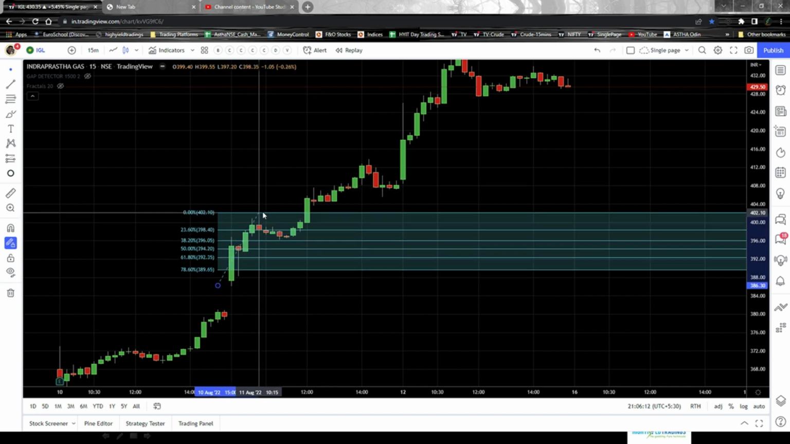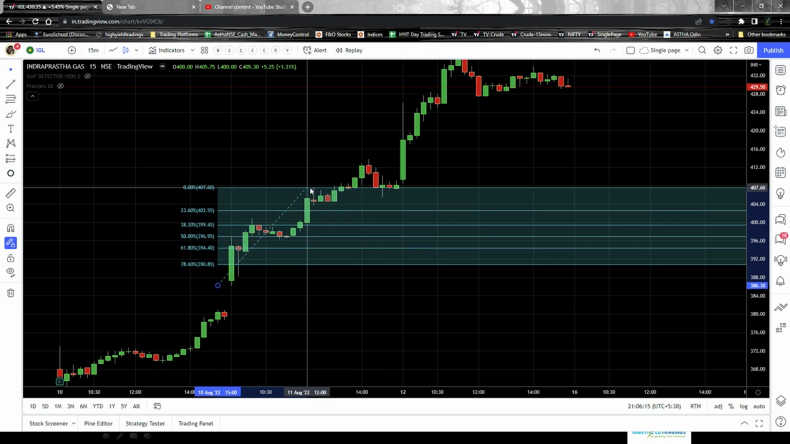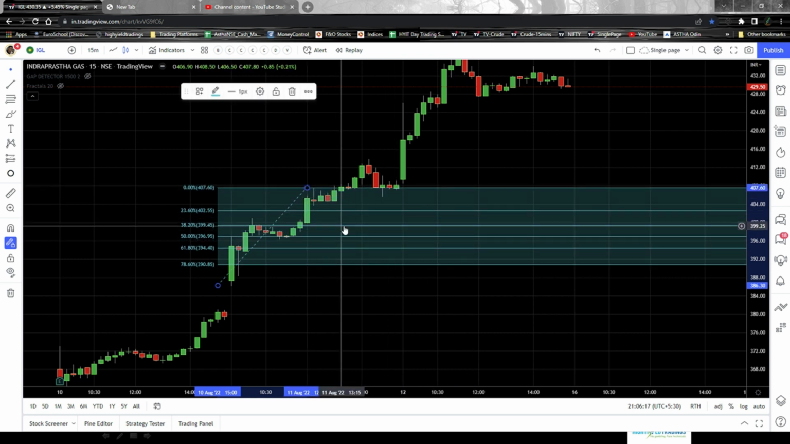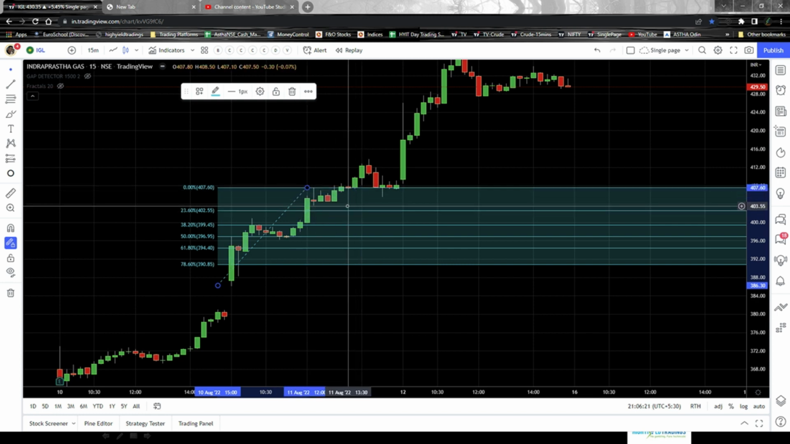So move your Fibonacci retracement till here. And what do you see here? Nothing actually happens because the script actually went sideways here, right? It did not come down. It actually went sideways. If you can see here, this is a sideways thing. It consolidated for some time and then it gave a breakout.